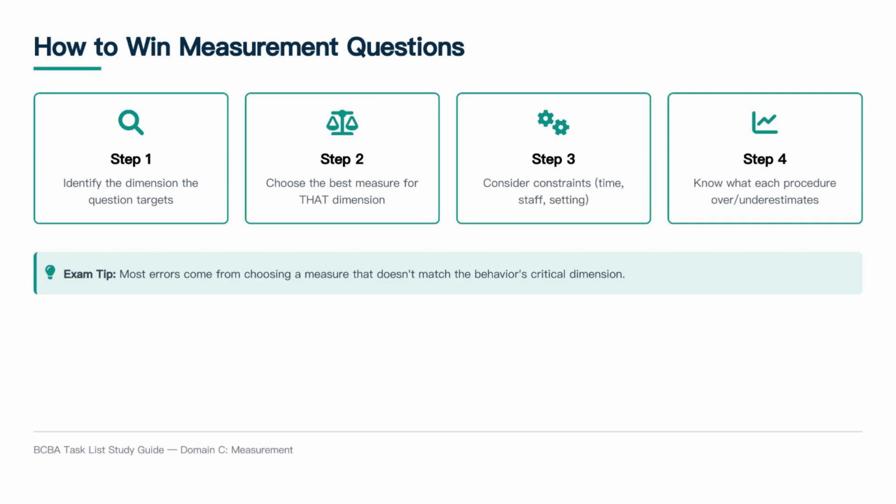Here's the simple 4-step system I want you to use on every measurement question. First, identify the critical dimension the question is targeting. Second, select the measure that best matches that dimension. Third, check real-world constraints like time, staff, and setting. And fourth, remember which procedures tend to overestimate or underestimate behavior, because the fastest way to lose points is to pick a measure that doesn't fit the behavior's true dimension.